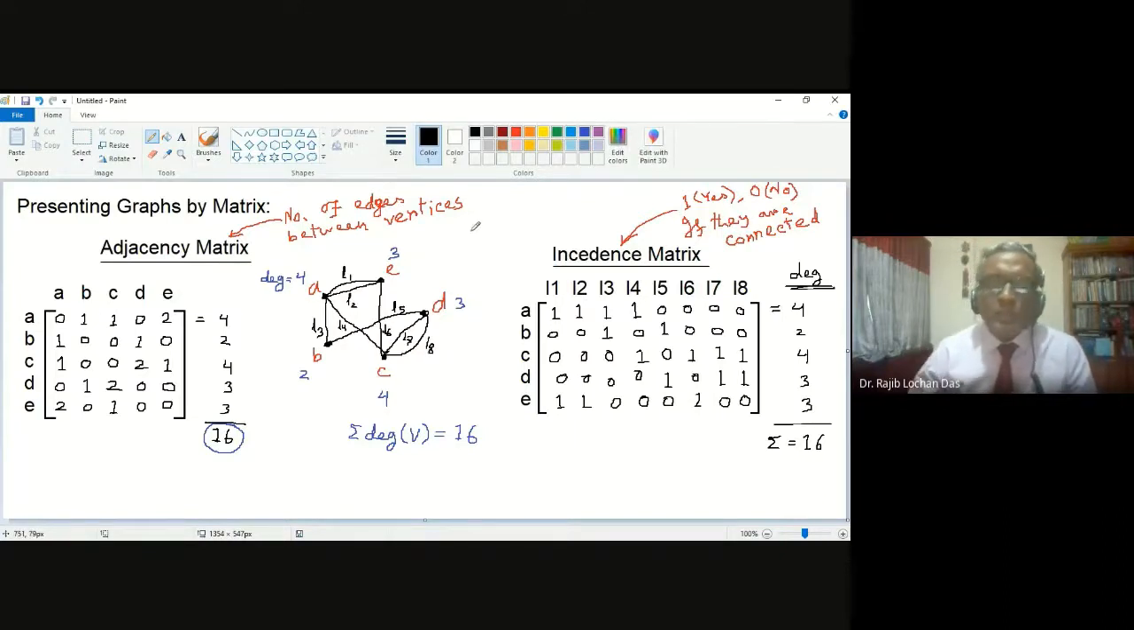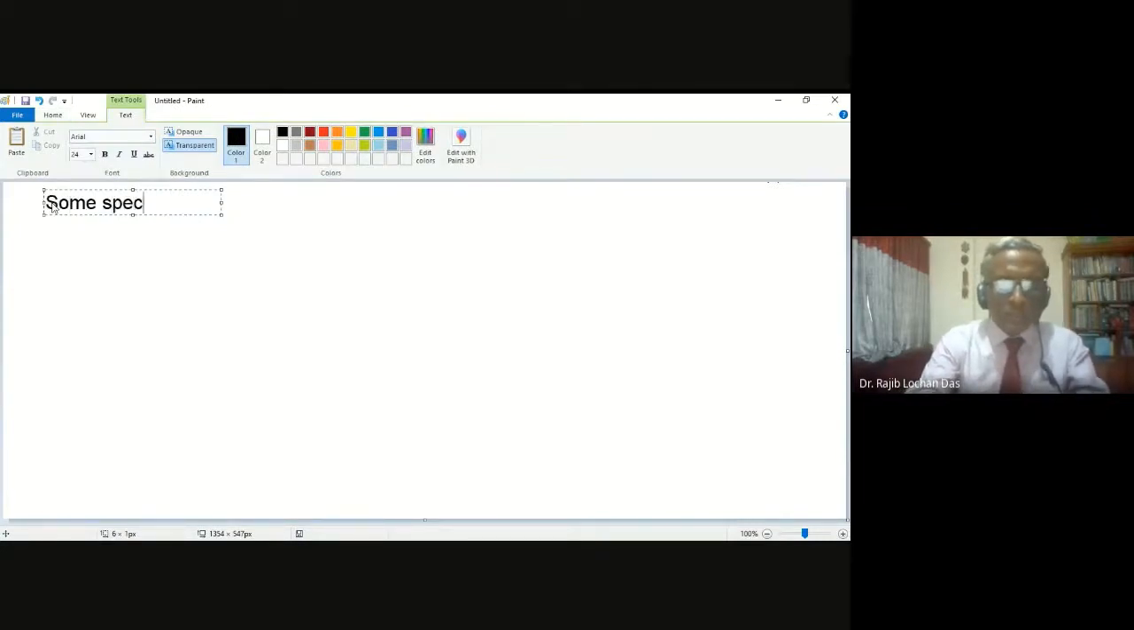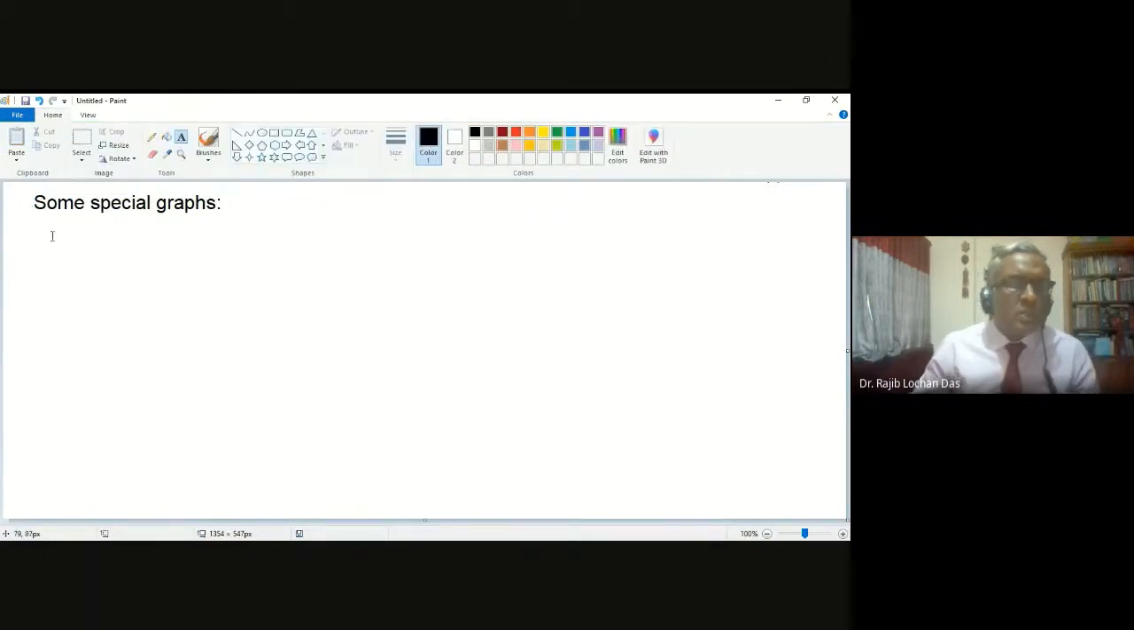Now let me give you some special types of graphs. Let me talk about some special graphs, and you already know those in computer networks, that is topology. So what are the special graphs? Let me draw them one by one and then you will understand.